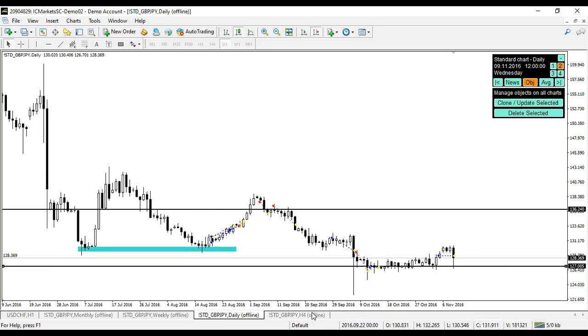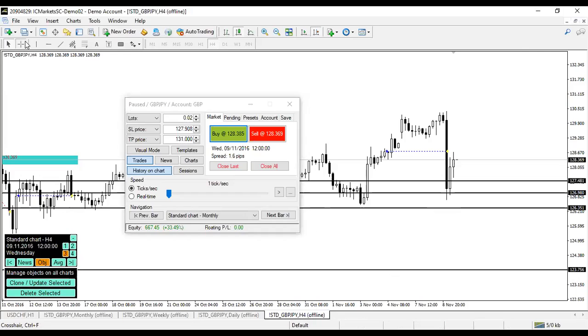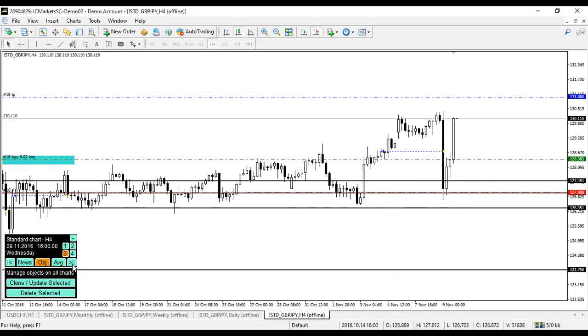But we missed it already. So in the H4, price created a good support here. So what we do is go with another buy here. We put our stop loss right below this candle wick, 127. Okay, and the target is the same, 131. So let's run this.